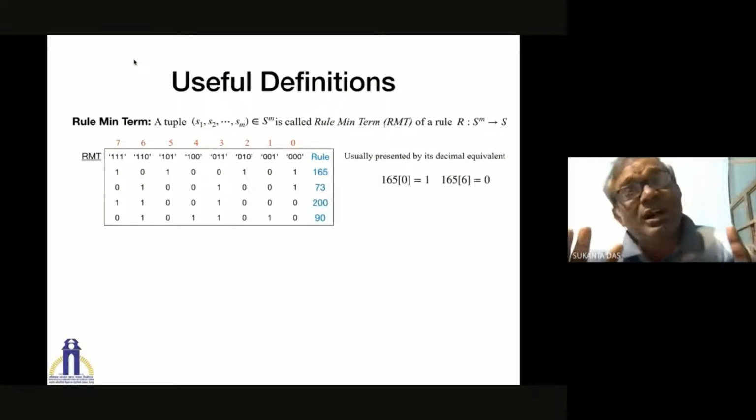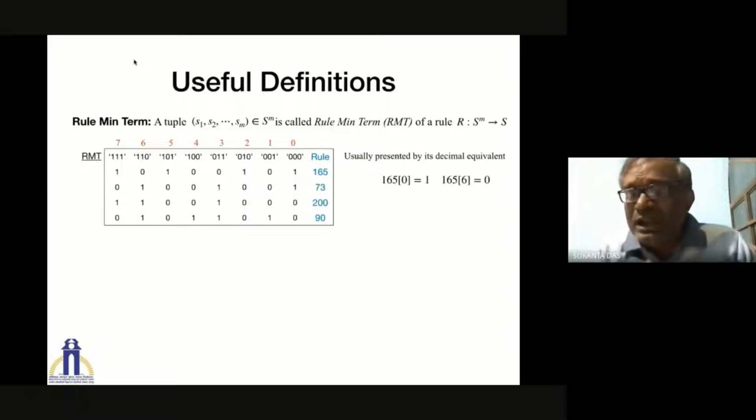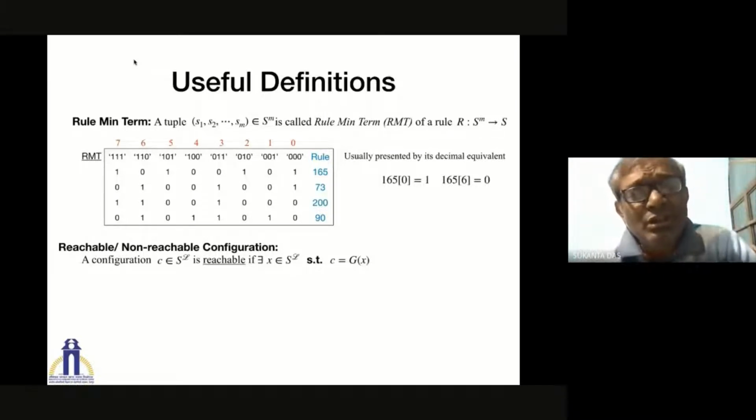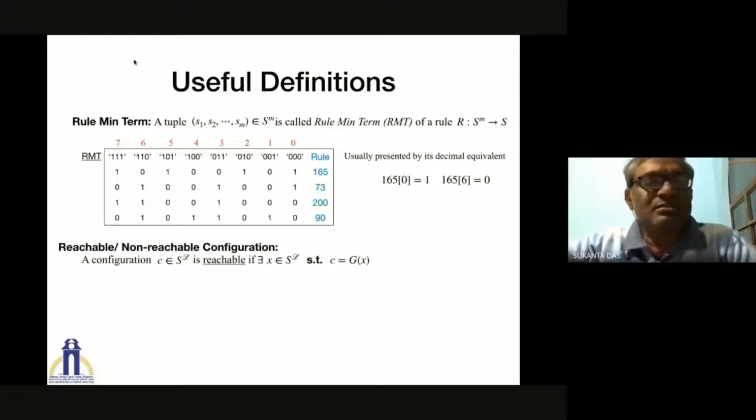So this is about RMT. Very important term. I mean, it will be used to define reachability tree. Another important term is reachable, non-reachable configurations. From its name, we understand a configuration is reachable if it has some predecessor. A configuration is non-reachable if it has no predecessor.